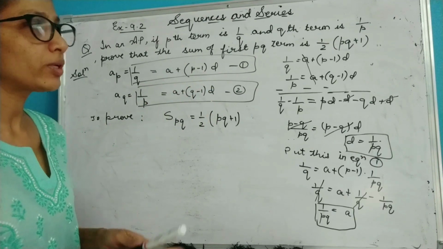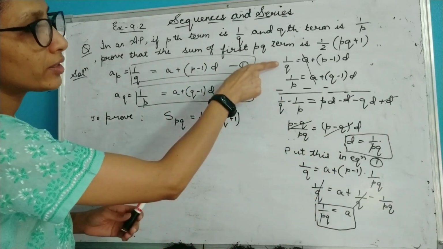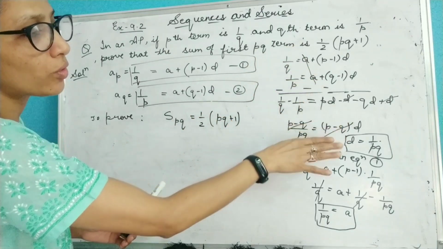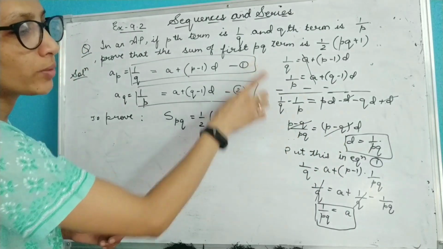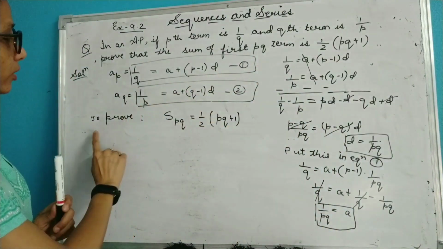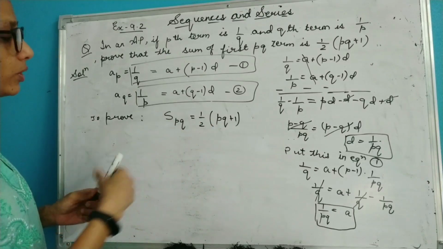So I have calculated the value of d and a by elimination method. Here this is my equation 1, equation 2. I have cancelled and solved it. I got the value of d. I have substituted this value in equation 1 and calculated the value of a. Now our question is to prove sum of first PQ terms is equal to this.